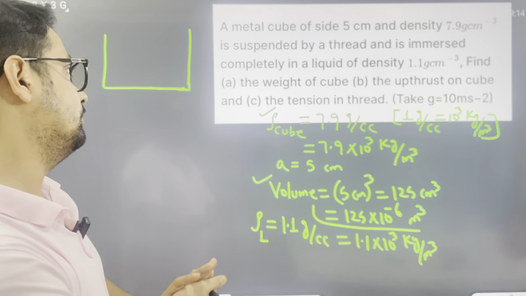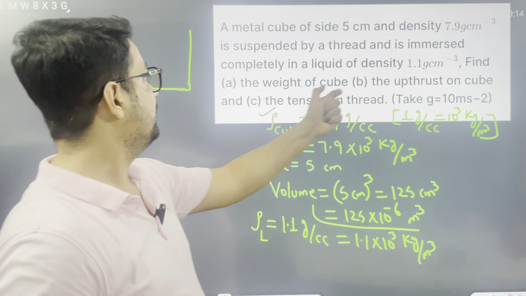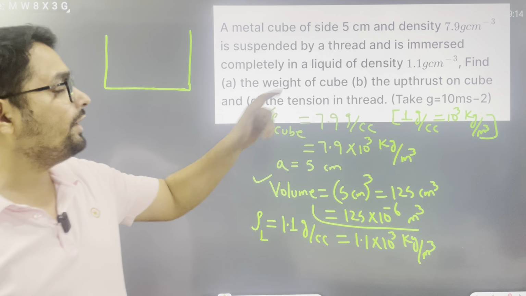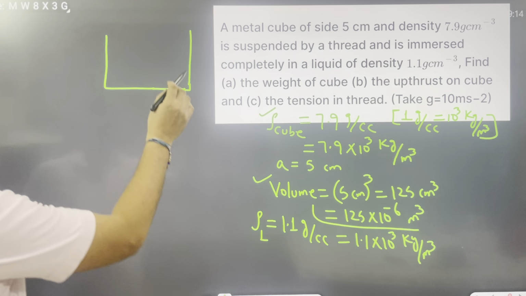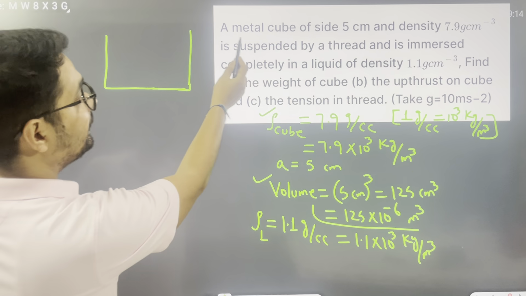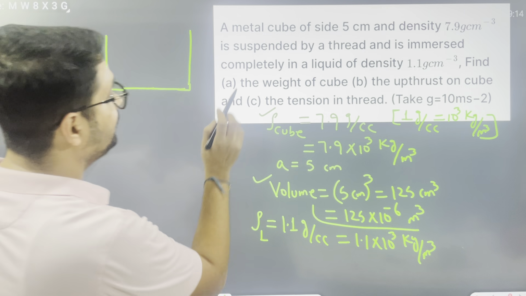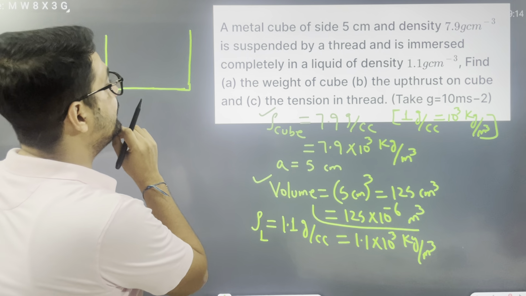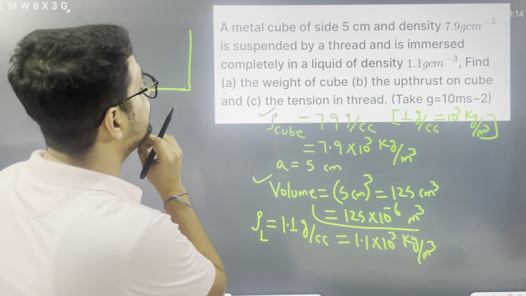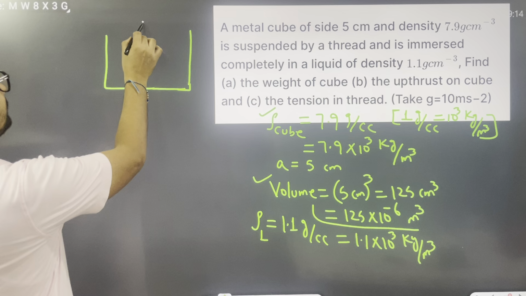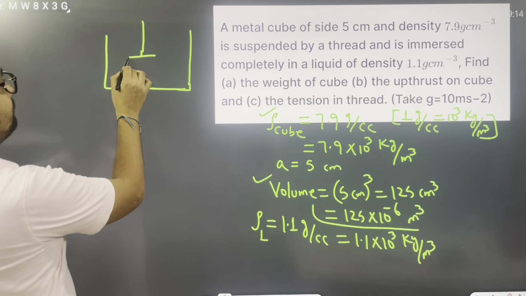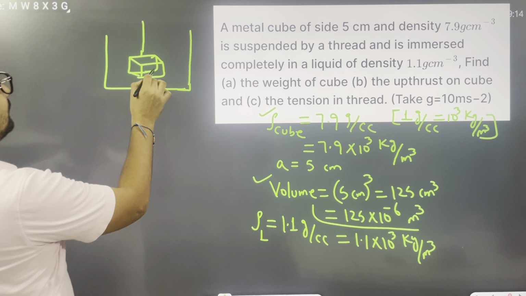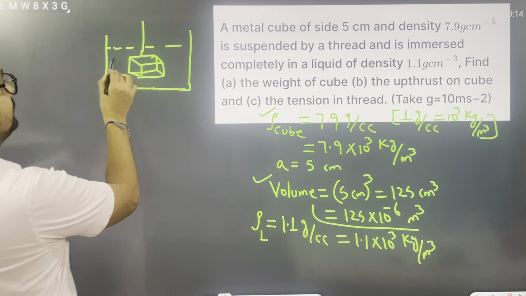Now I will use these values to find the unknown terms. Here, find all the given terms. Now I have to find the weight of the cube. According to the question, I will draw the figure. A metal cube of side 5 centimeter, density 7.9 gram per cc is suspended by a thread and is immersed completely in the liquid, like this.